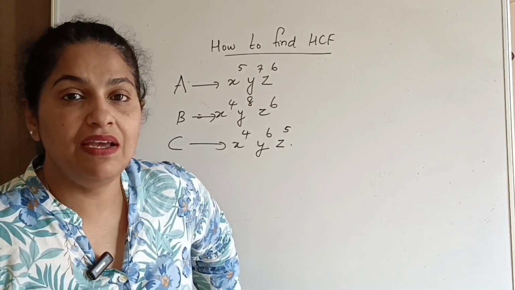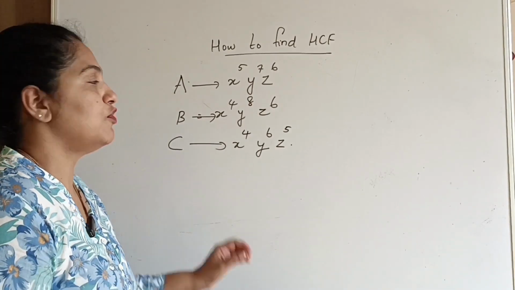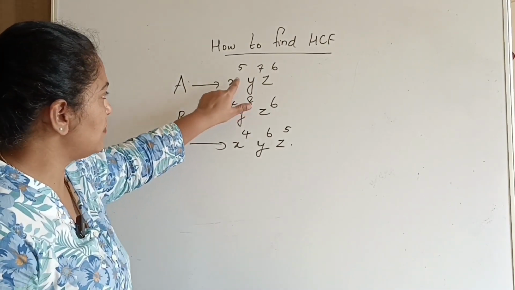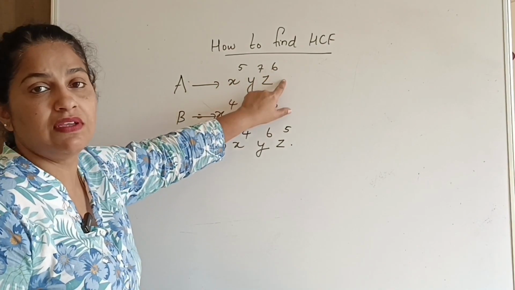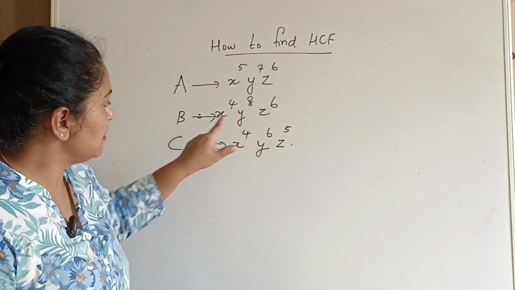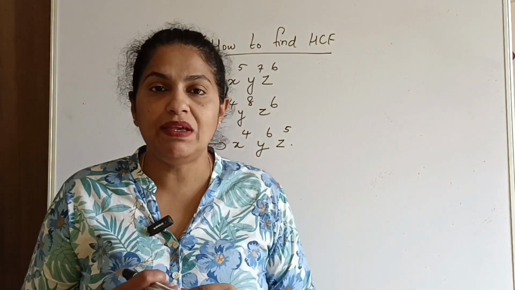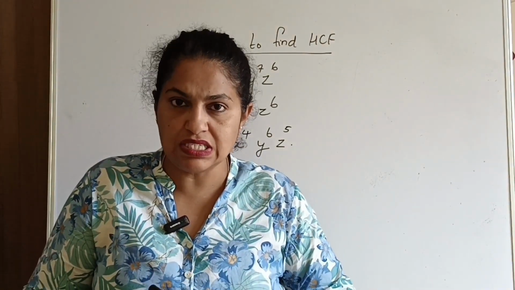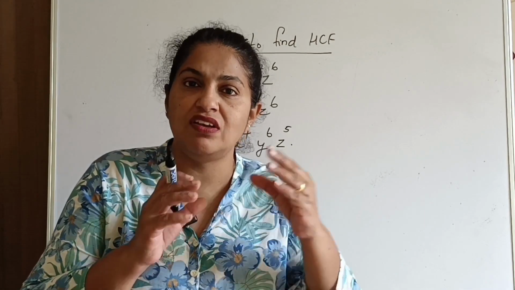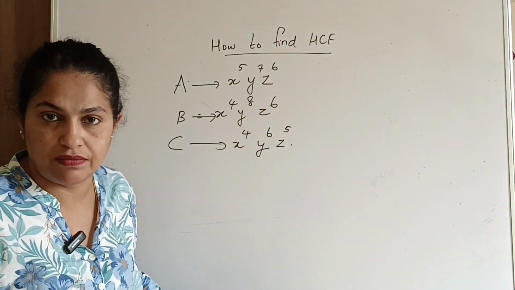3 numbers A, B and C are given in this particular form. A is given as the product of x raised to 5 into y raised to 7 into z raised to 6. B is given like this and C is given like this, where x, y, z are prime numbers. So basically 3 numbers are given to us whose prime factorization is directly given in the question.